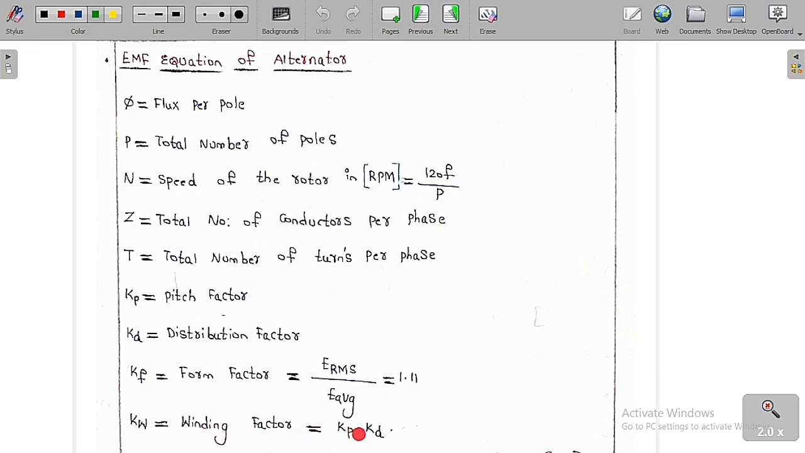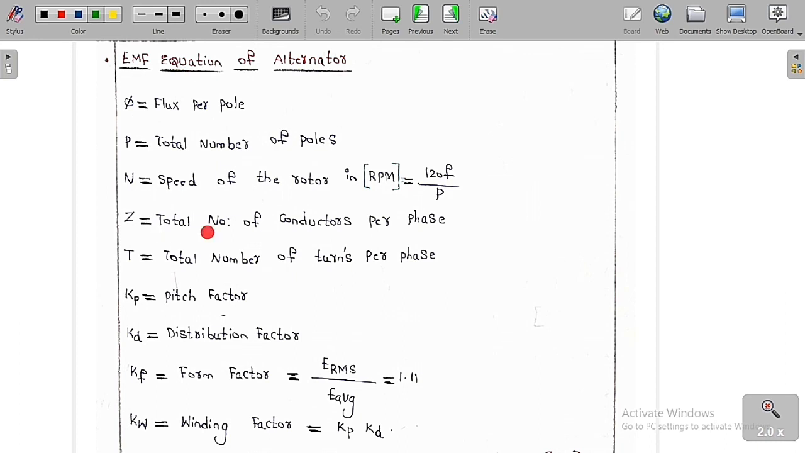It is the product of the pitch factor and the distribution factor. So winding factor Kw is the product of the pitch factor and the distribution factor. Let me list all these values: phi is the flux per pole, P is the total number of poles present on the stator, and Ns is the speed of the rotor in RPM, which is equal to 120 f by P. It is equal to the synchronous speed itself, because the rotor in a synchronous machine, or synchronous generator or alternator, runs at synchronous speed. So rotor speed is equal to synchronous speed.